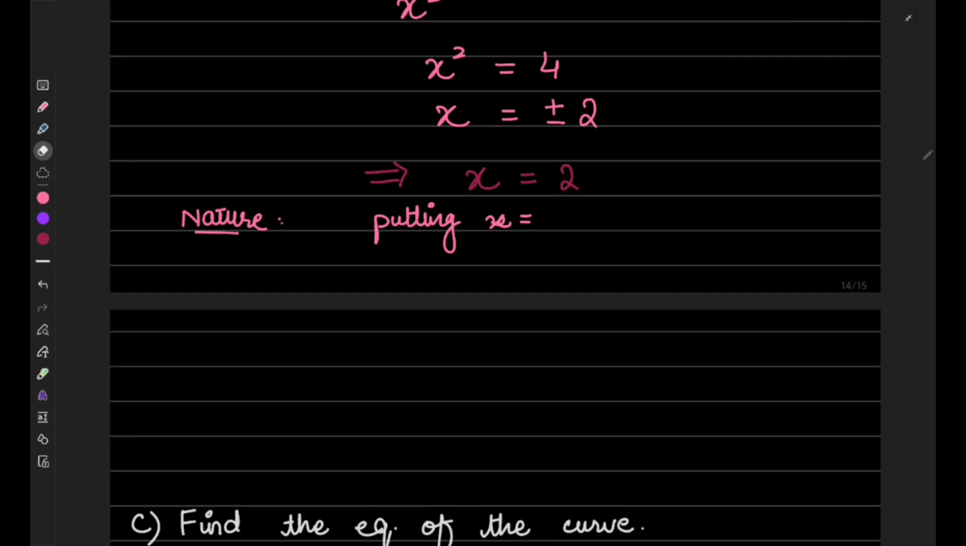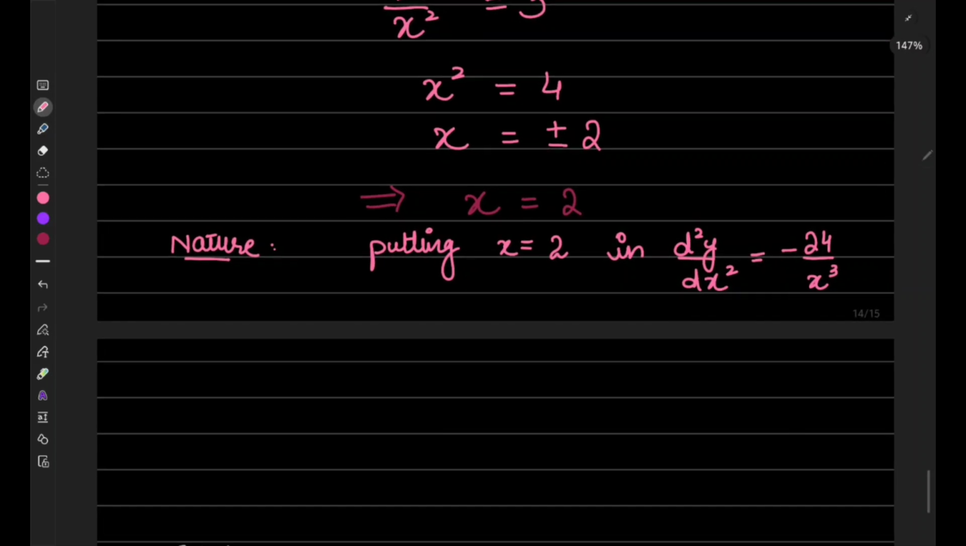Putting x equals 2 in d square y over dx square equals minus 24 over x cube. Okay, so this will give you d square y over dx square equals minus 24 over 2 cube.